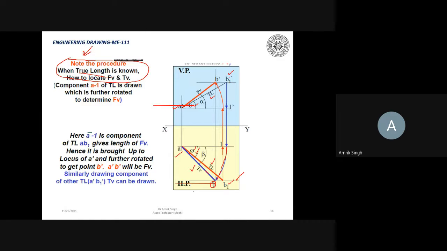This point B was known. Okay? So it cuts here. So you can draw, this is the front view. So this angle will be the alpha. Okay? So you have determined alpha, you have determined beta, and you have determined the front view and the top view. समझ में आया नहीं आया?